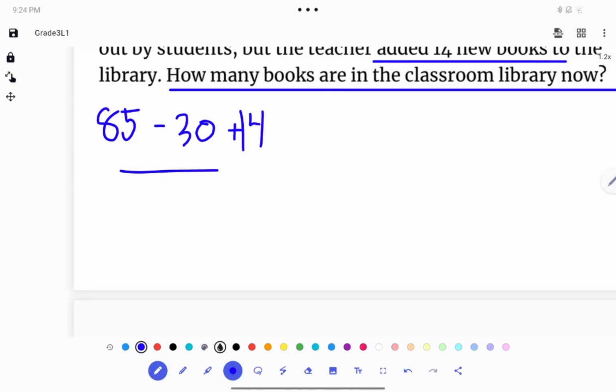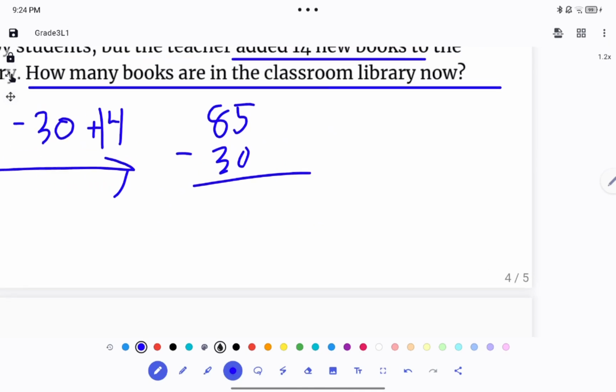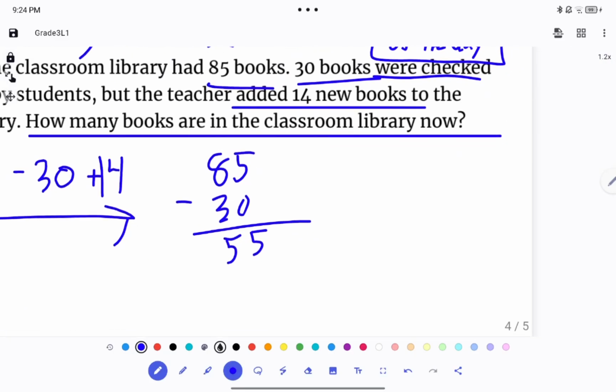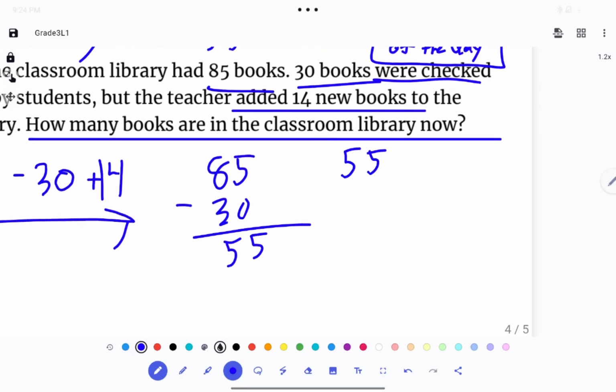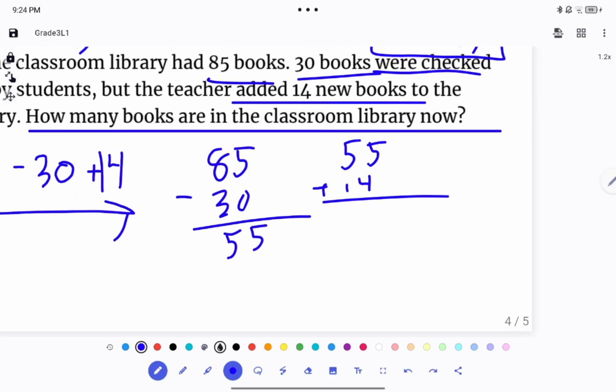So, remember, left to right, take care of the left side before the right in addition and subtraction. 85 minus 30. 5 minus 0, well that's easy, it's 5. And then 8 minus 3, that's kind of easy, it's 5. So after 30 books were checked out, that's 55. And then you get 55 plus 14, because after this, the teacher added more books to the collection. So you have 5 plus 4, which is 9, and then 5 plus 1, which is equal to 6, 69.